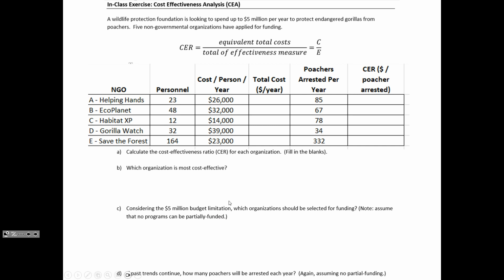And then part D, we want to know how many poachers per year are going to be arrested if we have those particular organizations funded. You can do this one in Excel if you like. Otherwise, doing it by hand is also okay, but it will take a little bit longer.